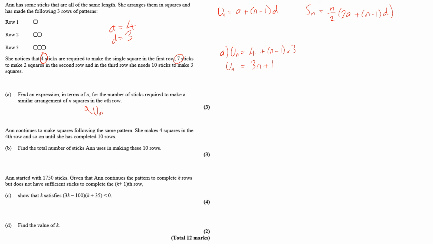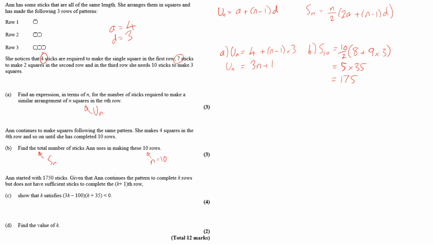For part B, this is actually an SN question because it mentions the total number of sticks. Now it says 10 rows, so that will tell you our value of n is 10. And again, all we have to do is plug those numbers into that formula. So for B, we could say S10, the sum of the first 10 terms, 10 over 2, we've got 2A, so A is 4, so 8. This is going to be n minus 1, so this is going to be 9, and D is 3. That'll give us 5 lots of 35, which will tell us we need 175 sticks to make the first 10 patterns.